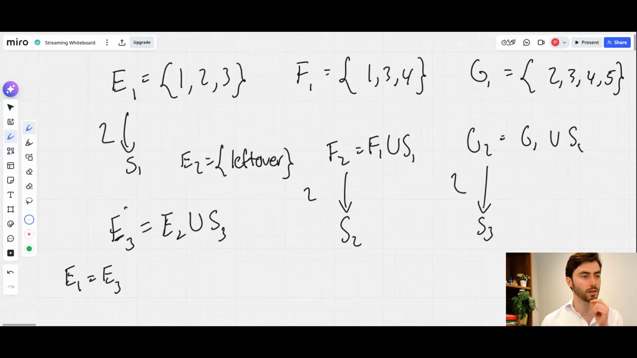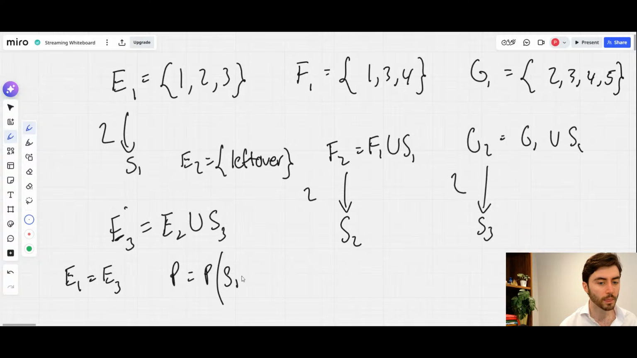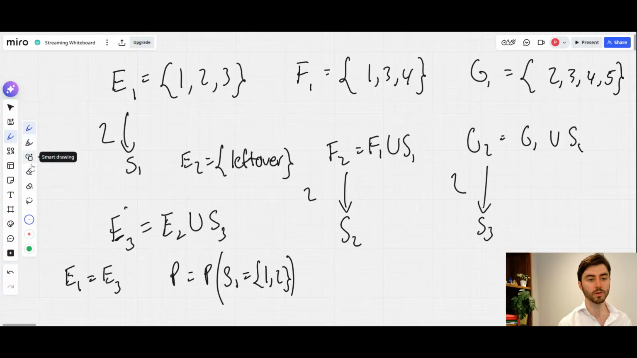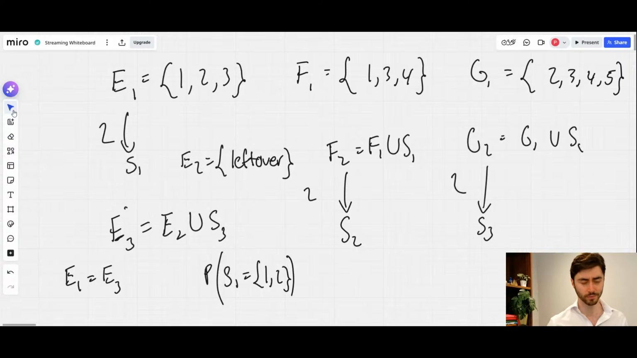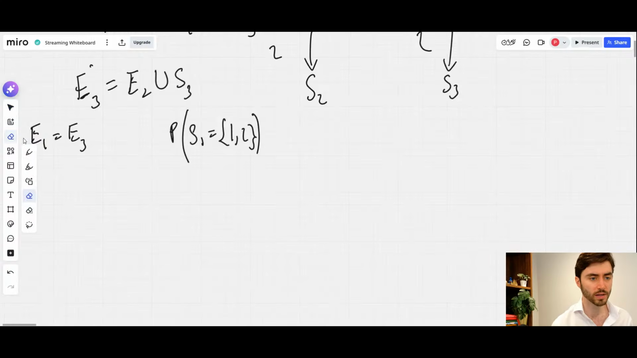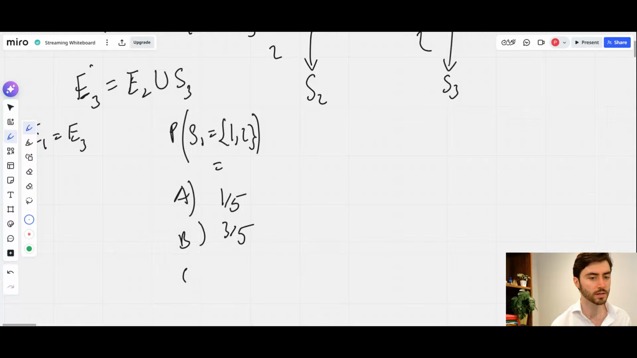So E1, let P be the conditional probability of the event that S1 has the elements 1, 2 in it. So find that probability. So is the probability of this thing, so we have multiple choice. Is it A, a fifth, B, 3/5, C, a half, D, 2/5?